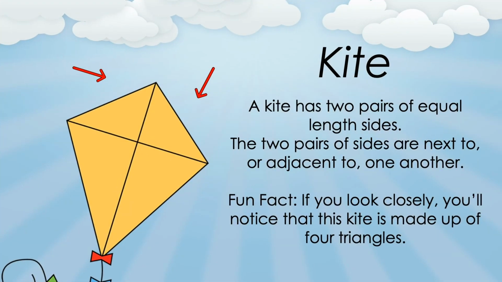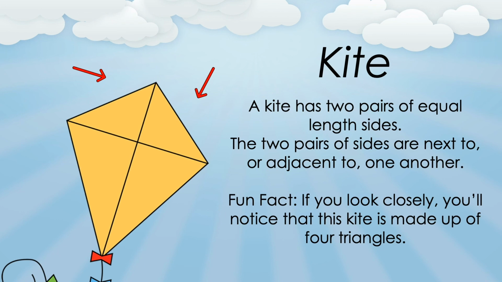Now that we've spent some time learning about triangles, let's get introduced to a new shape. Today, we're going to take a look at a kite. A kite is a flat shape with straight sides. It has two pairs of equal length sides that are next to, or adjacent to, each other. The top two sides of the kite, which are being pointed to by arrows, are the same length. Likewise, the other two sides, the two sides that are not being pointed at, are the same length.